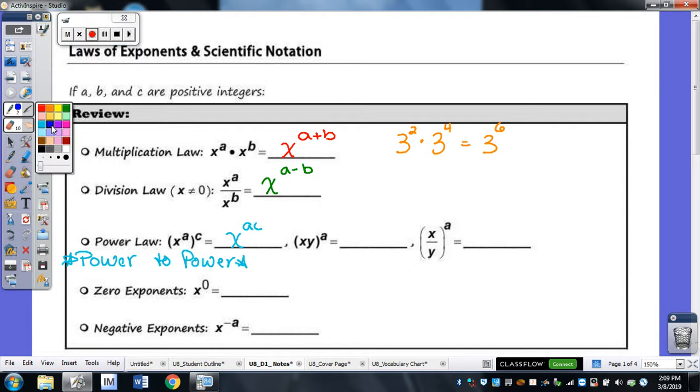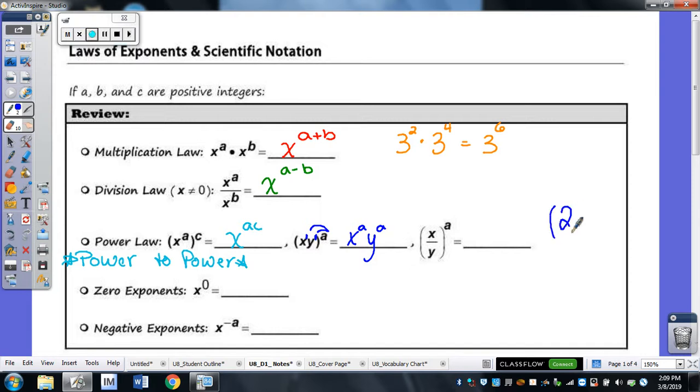So now some people get a little confused. If you have more than one thing in a parenthesis, keep in mind these are both raised to the first power. Remember, there's no number written. It's still the first power. But that a is going to go to both parts of it. So it's going to become x to the a, because 1 times a is a, and y to the a. So again, 1 times a is a. So that exponent on the outside goes to everything on the inside.